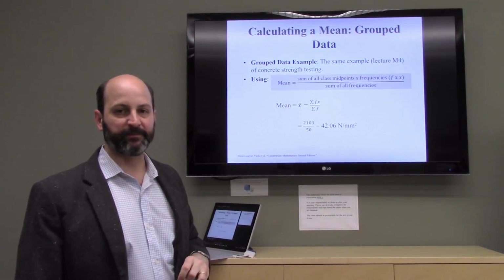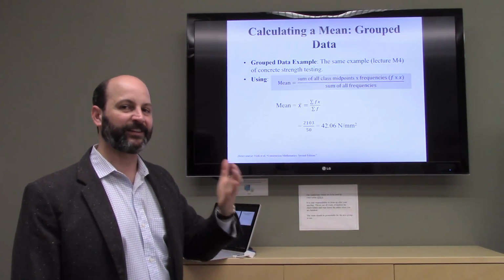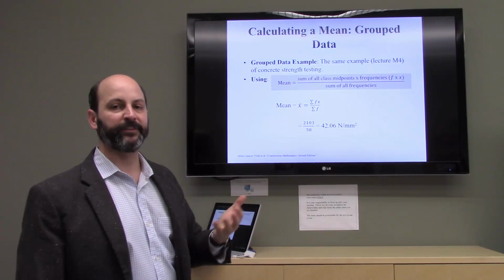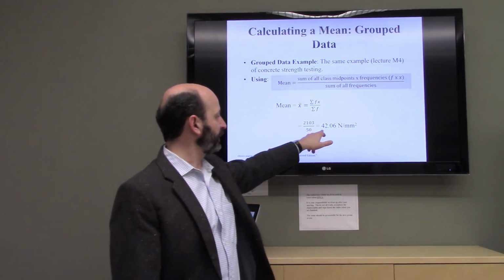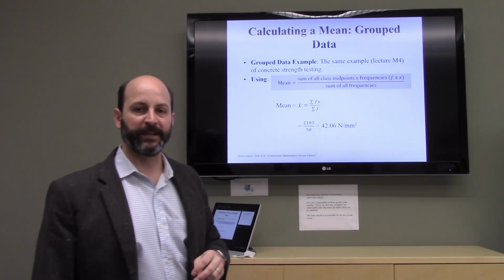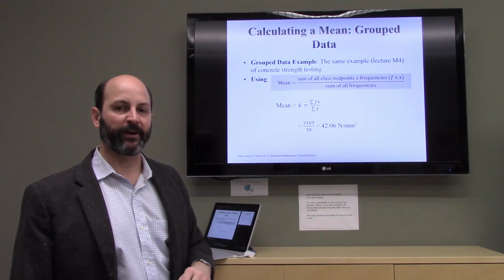And we find that, based on the grouped data and the classes that we have with frequencies of observations within those classes, 42.06 would be our mean, our arithmetic mean.